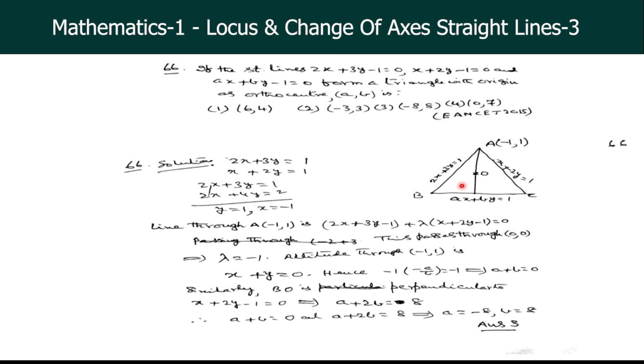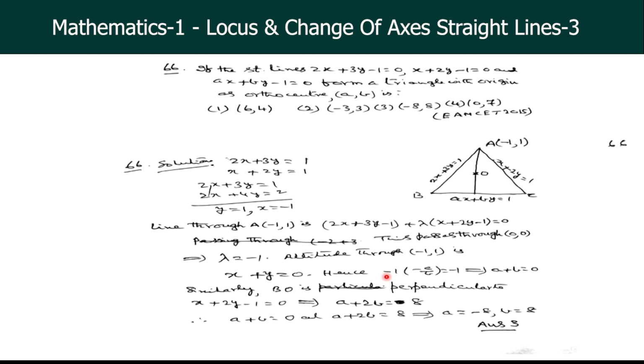AO must be the altitude. So this passes through the origin, which implies λ = -1. Therefore, the altitude through (-1, 1) is x + y = 0, hence a + b is equal to 0. Similarly, BO is another altitude.